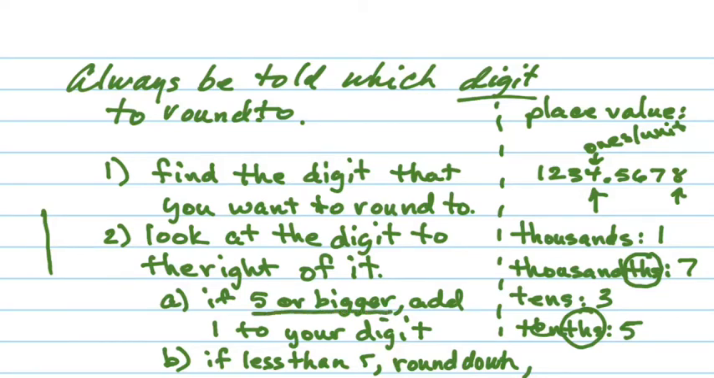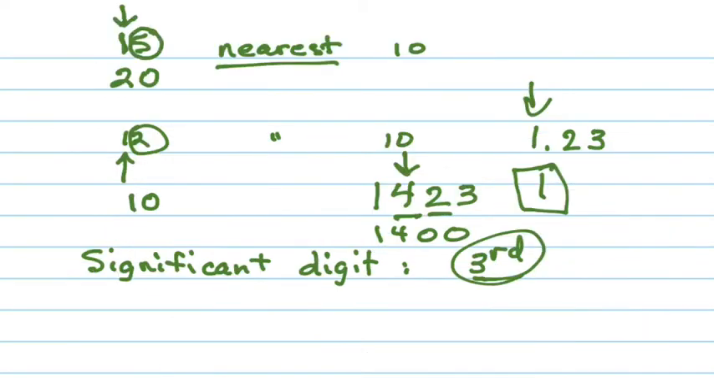5 or more. 5 or more. Or bigger. Excellent. You round down, in other words, round that number off if it's what? Less than 5. Excellent. Good. So we rounded some to the nearest 10.